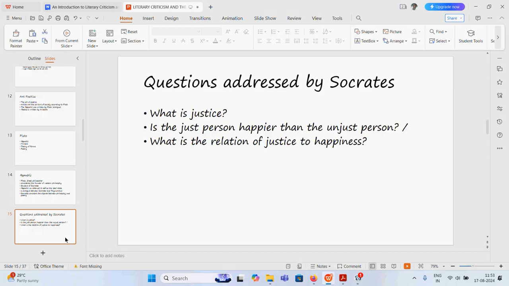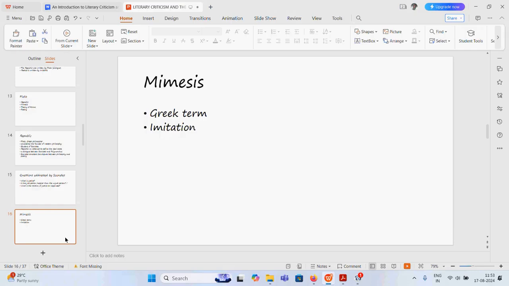One is, what is justice? And most part of the work revolves around this question. Another question is, is the just person happier than the unjust person? Or what is the relation of justice to happiness? So these are the two main questions that are addressed by Socrates in the Republic.